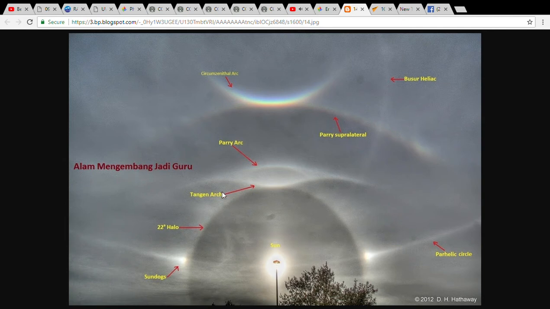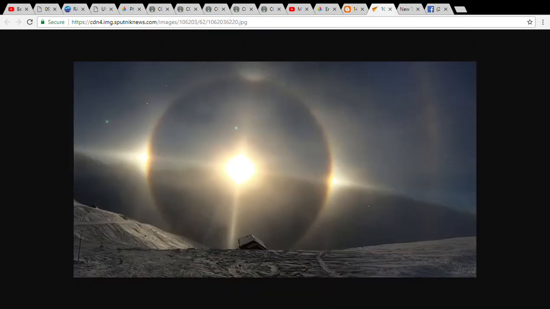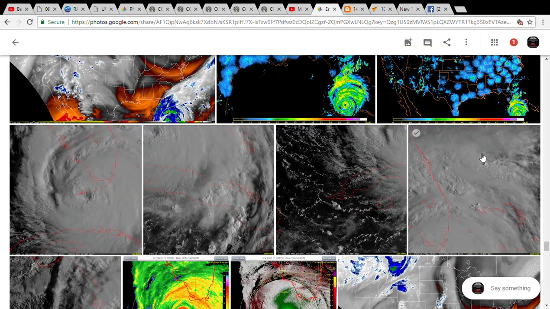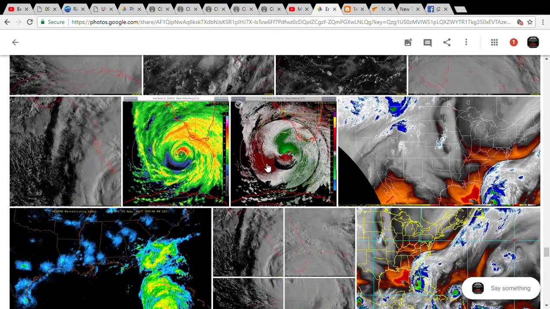Okay. And here's another one. This has all the names of what each arch is. And this is a chemical halo. This isn't ice crystals. Here, I'll show you a natural one. Here's a natural sundog halo. Okay, you can see how different it is. You get that cross, and this is actually caused by actual ice crystals, not a chemical compound shaped like ice crystals. Okay, here's an album I had of Hurricane Irma, and you can see the same thing with this storm.